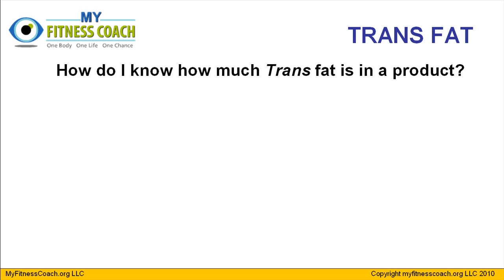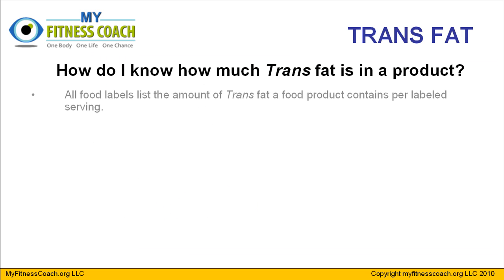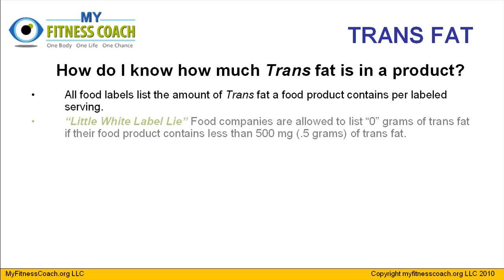So here's how you're going to find them. How do you know how much trans fat is in a food product? All food labels list the amount of trans fats a food product contains per labeled serving. But there is a huge misconception out there because food companies are allowed to lie to you. They are allowed to tell you a little white label lie. Food companies are allowed to list 0 grams of trans fats on their food product if it contains less than 500 milligrams or 0.5 grams of trans fats per labeled serving. That is ridiculous, but they are allowed to do this. So that's why you need to be label conscious and know what to look for.